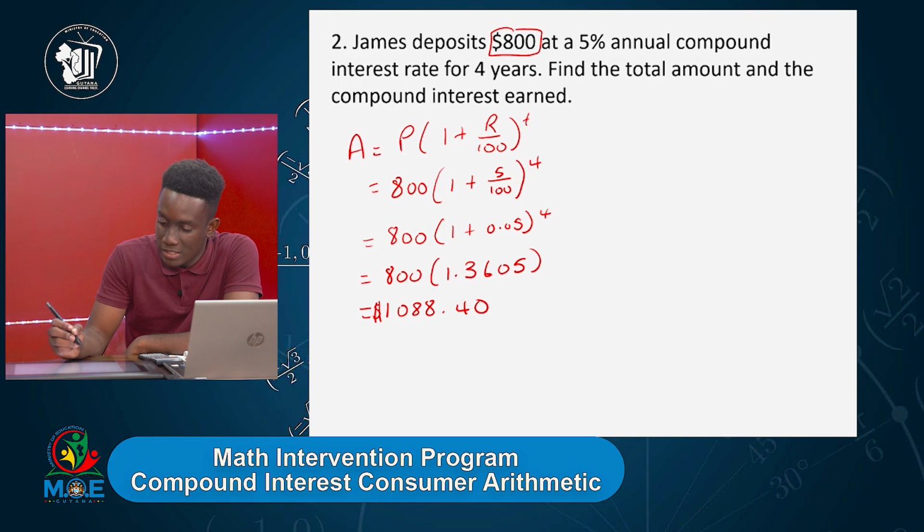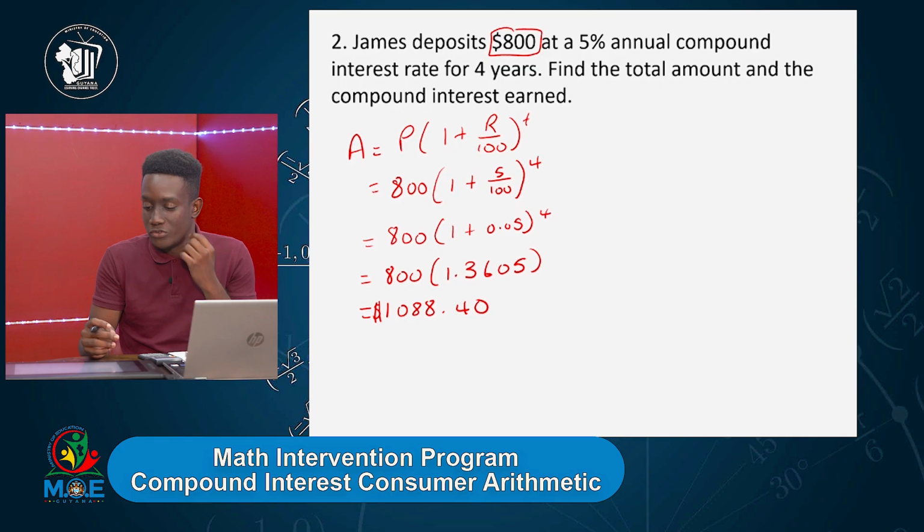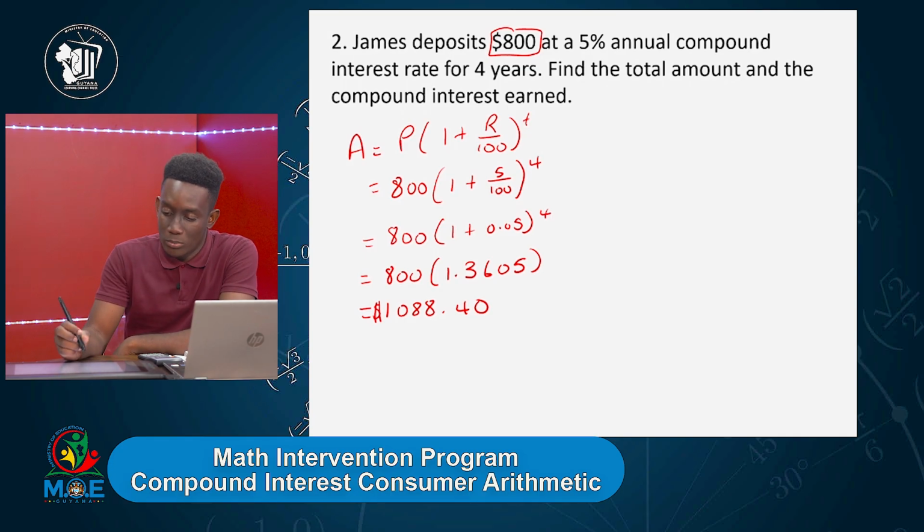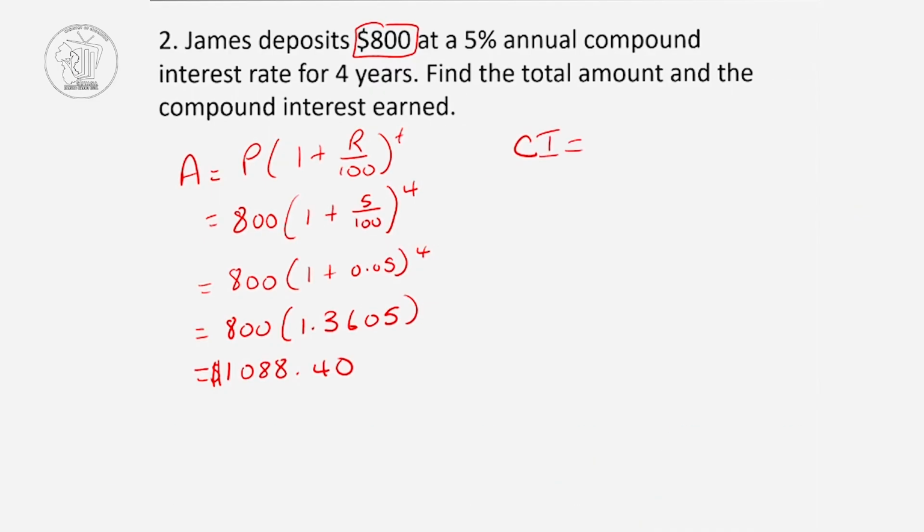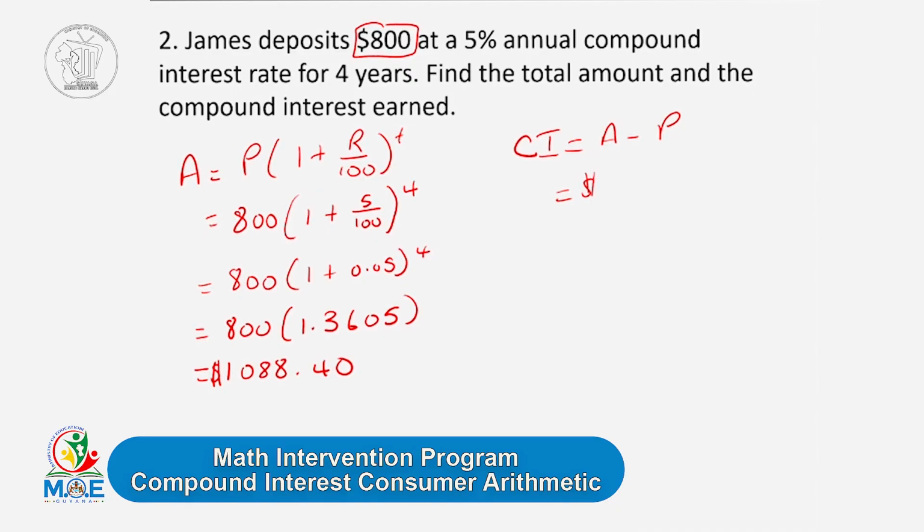And that would be the total amount that you will receive after investing $800. So this is the total amount. So the compound interest, I'll use CI for compound interest. The compound interest would be the amount subtract the principal. So the amount will be $1,088.40 subtract the principal, which is $800.